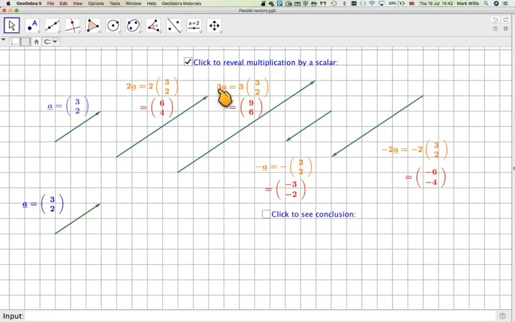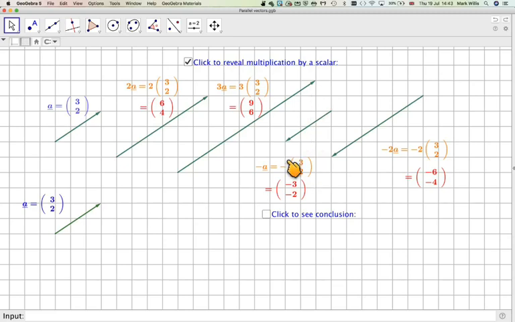And when I do 3a, that's going to be 3 times 3, which is 9, 3 times 2, which is 6. So that means I'm going to go 9 along, and then 6 up.